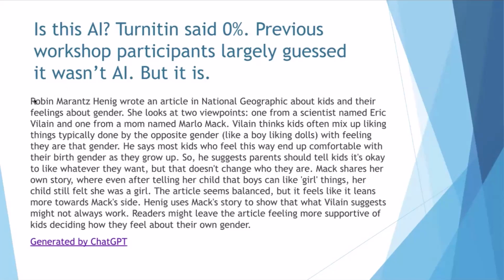And probably because if you don't tell ChatGPT a lot, it will maybe tend toward a pretty formal academic style. But if you just tell it to be informal or to write in a simple style, it will produce something that I cannot distinguish from student writing. So this here, Robin Marantz Hennig wrote an article in National Geographic about kids and their feelings about gender. She looks at 2 viewpoints, one from a scientist named Eric Vilain, one from a mom named Marlo Mack. I won't read the whole thing, but it's not something I could distinguish from student writing.